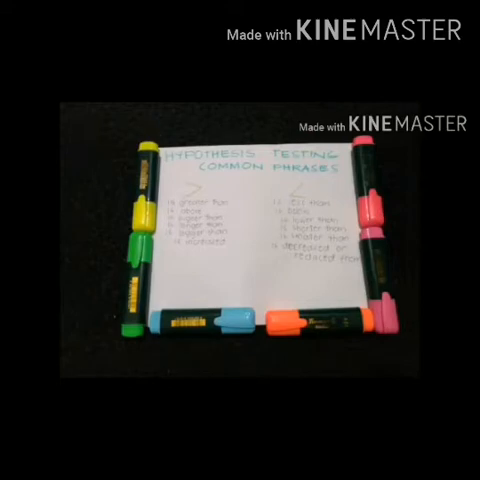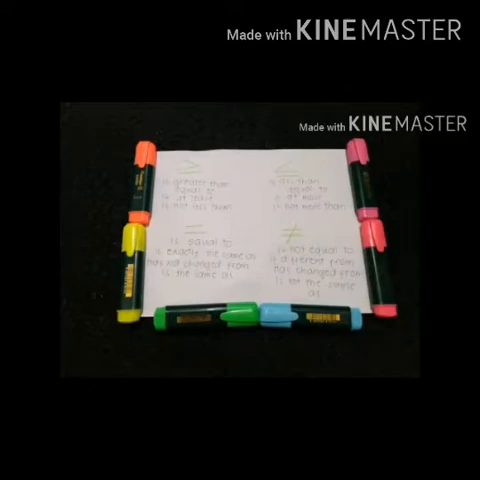There are common phrases in hypothesis testing. We have here greater than, or is greater than, is above, is higher than, is longer than, is bigger than, or is increased. We also have less than, or is less than, is below, is lower than, is shorter than, is smaller than, is decreased or reduced from. We also have greater than or equal to, or is at least, is not less than. We also have less than or equal to, or is at most, is not more than.